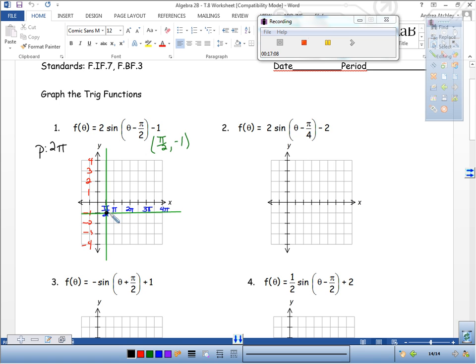Then we're going to go up the amplitude. From here, we need to go up to 1, 2. This should be 2, from the new x-axis. Then you're going to go back to the origin, then down 2. Then back to the origin, over 0, and then up to the amplitude. And then this would be your pattern. So this is my new sine curve.